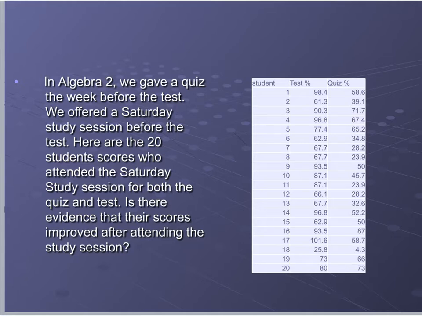Okay, so this is some data from last year or possibly the year before, but we gave a quiz the week before a test, and then we offered a Saturday study session before that test. Here are 20 students' scores who attended the Saturday study session for both the quiz and the test. So here's their quiz score before the study session, and then this is their test score after they attended the study session. Is there evidence that their scores improved? So I put the data in my calculator, list 1 and list 2. I don't want to do all that subtraction by hand.